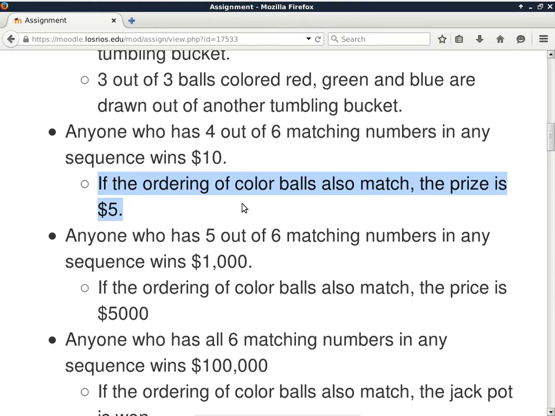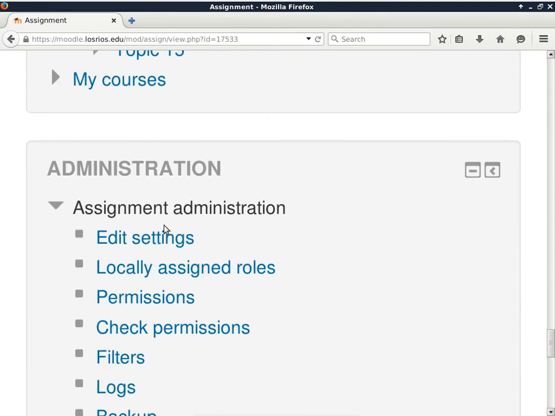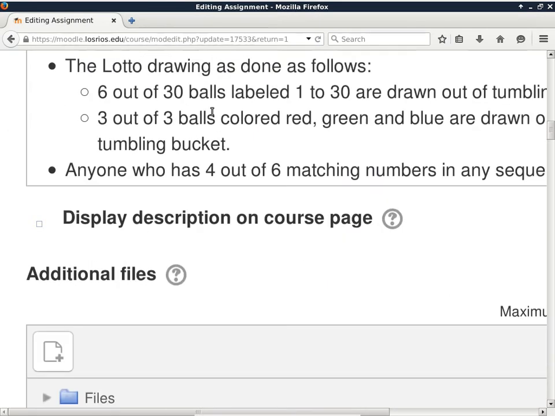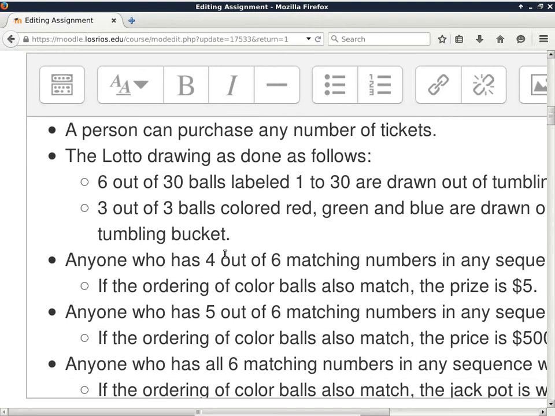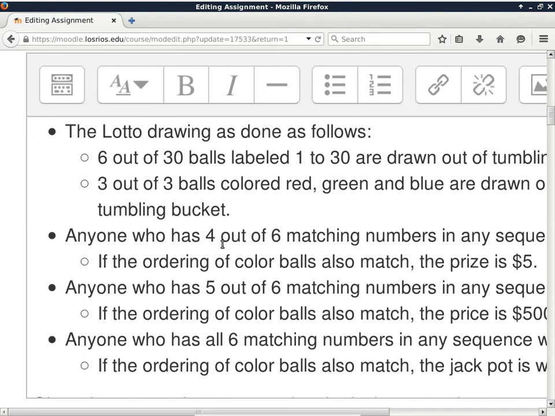I'm missing a 0 here. I will fix it right now, just so that I don't forget to do it. So hold on 1 second. Let me fix that. Because I changed the winning amount from $1 to $10, so I have to match the other number.